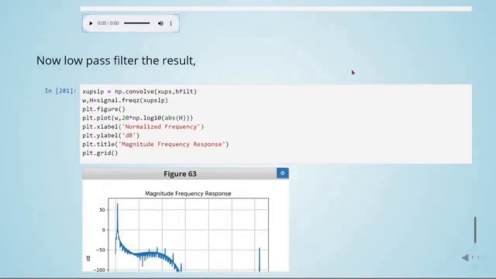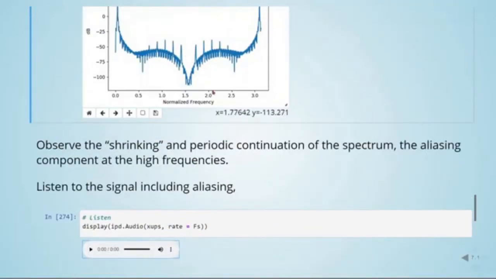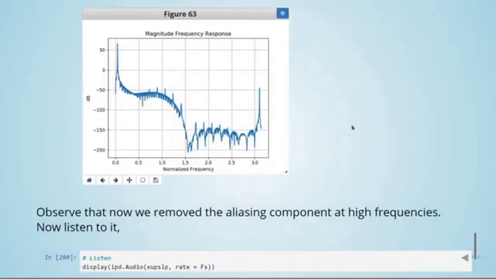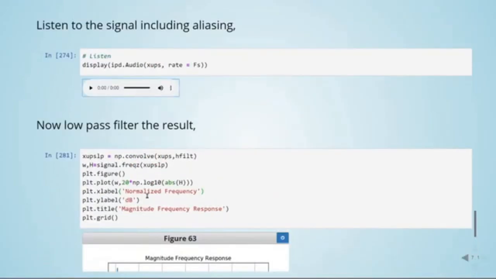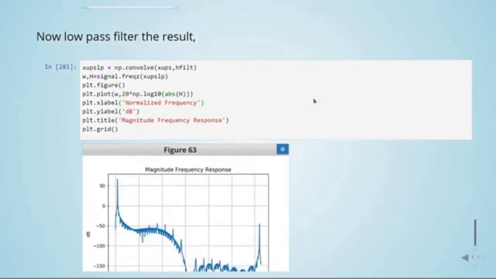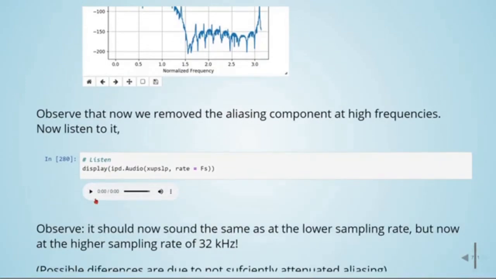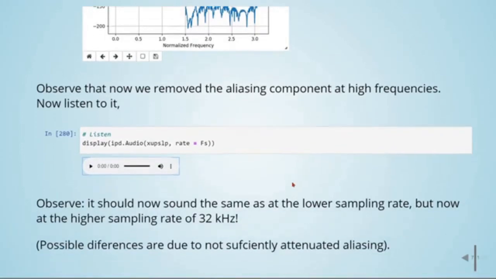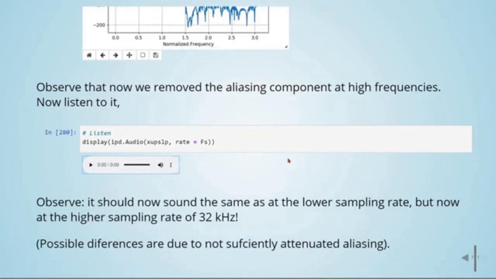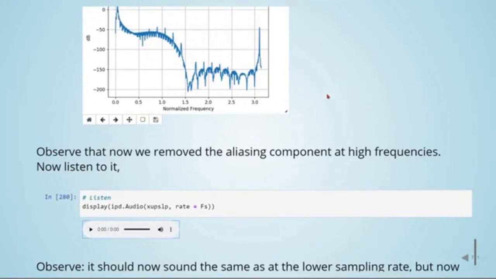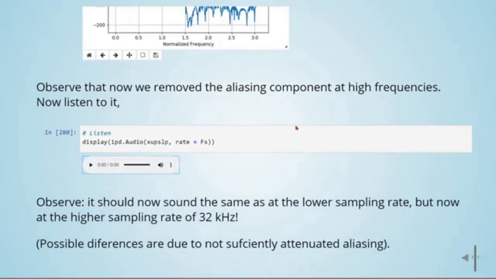So we will low pass this result. We low pass again using the same filter, and this is the frequency response. We're using scipy.signal, convolving with the filter, doing the same as before. Observe that now we remove the aliasing components at high frequencies, and when we listen, it sounds the same as the lower sampling rate, but now at the higher sampling rate of 32 kilohertz. Sometimes, if you use a different audio signal to test, you'll find there could be differences due to insufficiently attenuated aliasing.